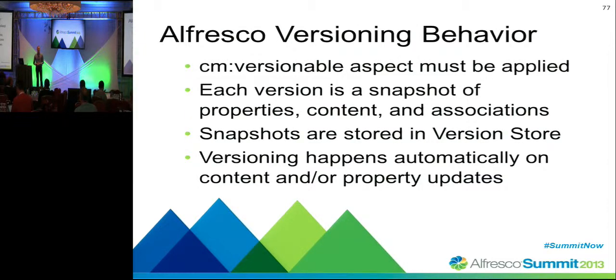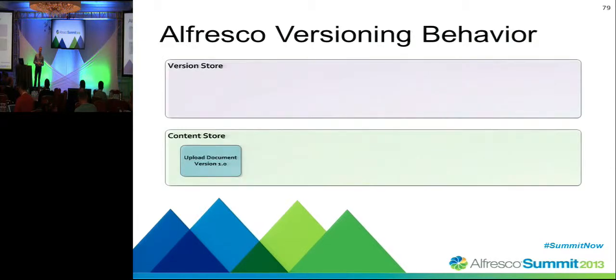So the base versioning behavior in Alfresco starts with you have to apply the cm:versionable aspect to any content that you want to be versionable. And then each version is, in effect, a snapshot of that content at any point in time. That snapshot includes the properties, the content, and any associations with other objects. The snapshots are stored separately in Alfresco from the main content store. They're stored in a version store. And by default, the versioning happens automatically any time that properties or content is changed.